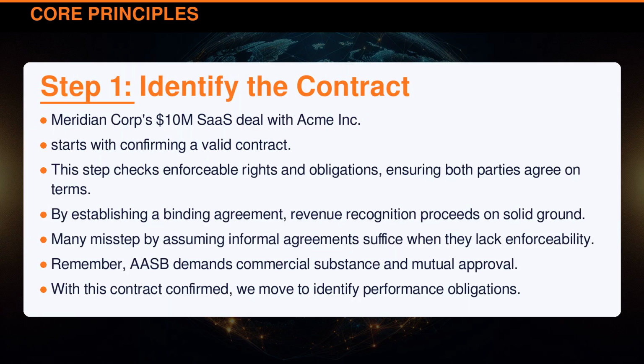Meridian Corporation's $10 million SaaS deal with Acme Incorporated starts with confirming a valid contract. This step checks enforceable rights and obligations, ensuring both parties agree on terms. By establishing a binding agreement, revenue recognition proceeds on solid ground. Many misstep by assuming informal agreements suffice when they lack enforceability. Remember, AASB demands commercial substance and mutual approval. With this contract confirmed, we move to identify performance obligations.